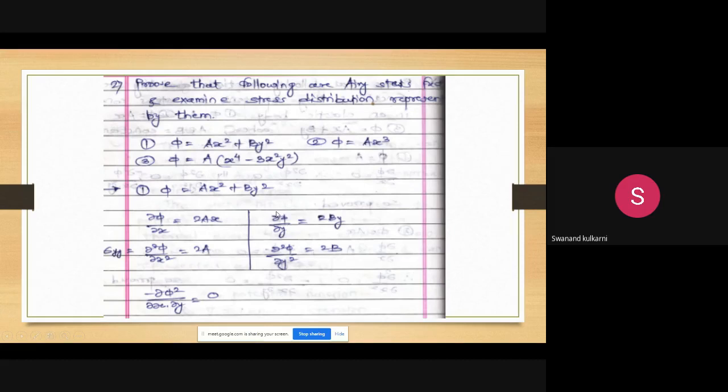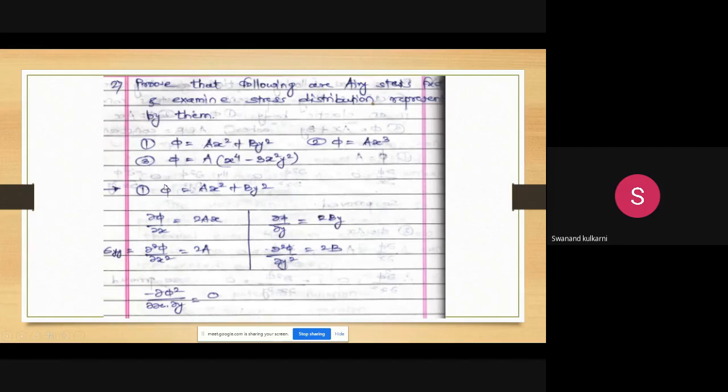Then if we consider the second point, dou phi by dou y. So this particular equation, dou phi by dou y, we are differentiating this function phi with respect to y. Then dou phi by dou y will become equal to, as we are differentiating with respect to y, that's why ax square will be constant, and by square, differentiating with respect to y, this will become 2 times of by. Is it okay? So 2 times of by, that will become equal to dou phi by dou y.